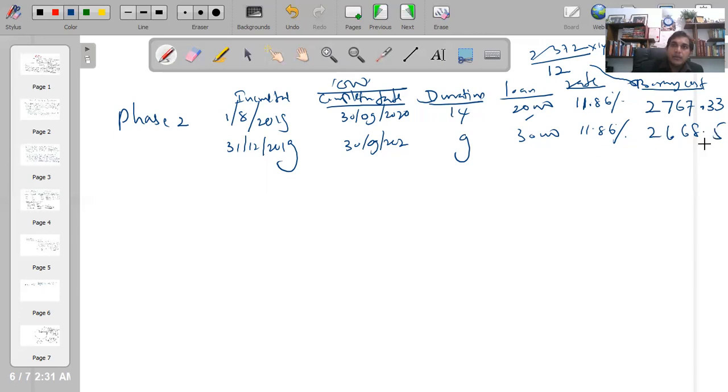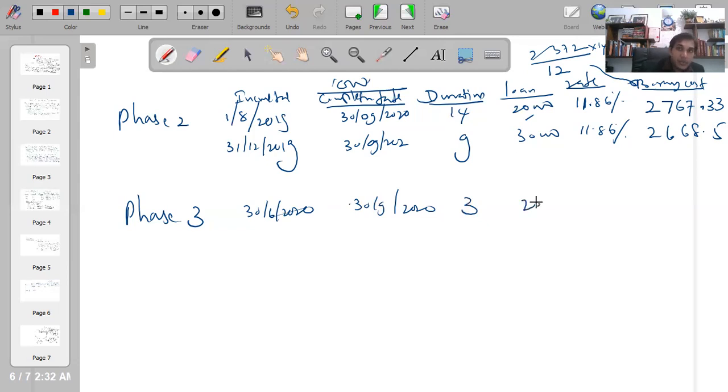Okay, now phase 2 loans already we have taken into consideration. Phase 3: 30th June 2020. In this particular phase there is no such impact of COVID-19. 30th June 2020 is the date that they have paid another 20 million. The end date is 30th September 2020. So how many months? 3 months.